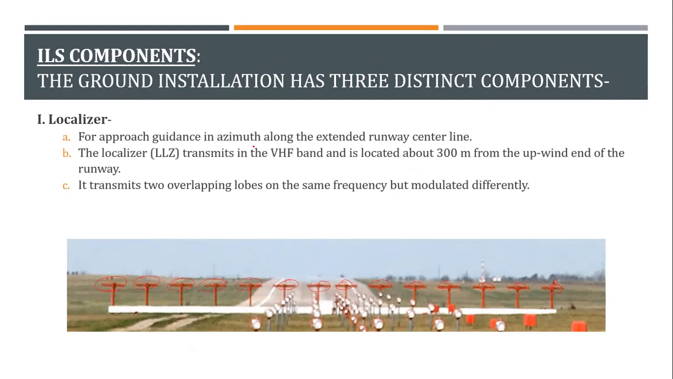For approach guidance in azimuth along the extended runway center line, that dotted line is the extended runway center line. The localizer, the LLZ, transmits in the VHF band, very important, and is located about 300 meters from the upwind end. Now, who will tell me what is an upwind end?